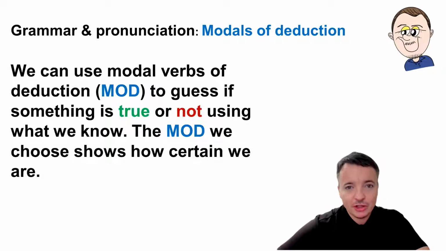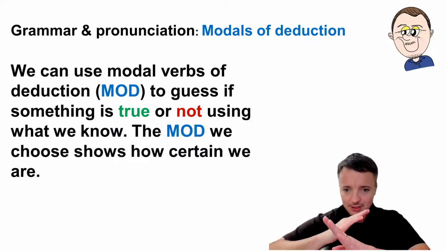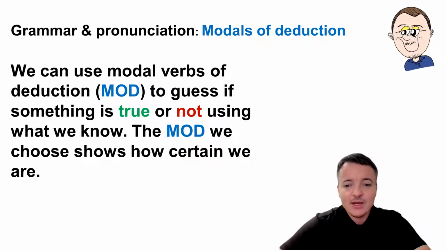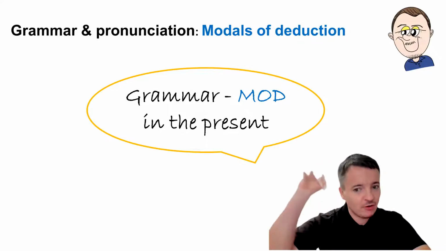Okay, so modals of deduction. We can use modal verbs of deduction to guess if something is true or not true using what we know. The modal of deduction we choose shows how certain or unsure we are. So let's have a look at the grammar. Today we're talking about modals of deduction in the present, now, not past, not future, now.